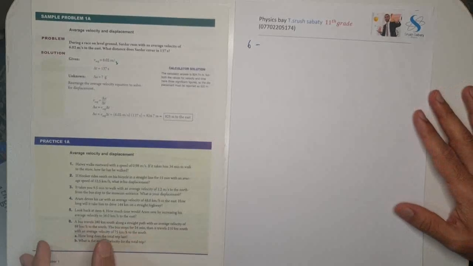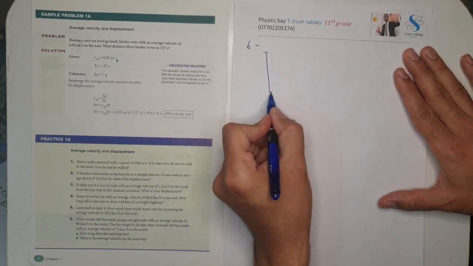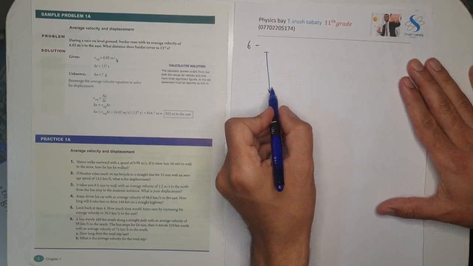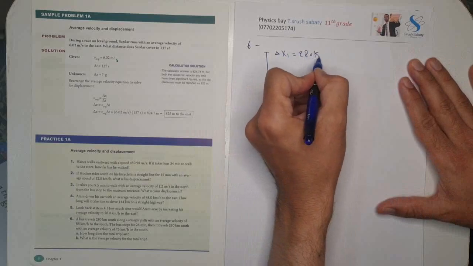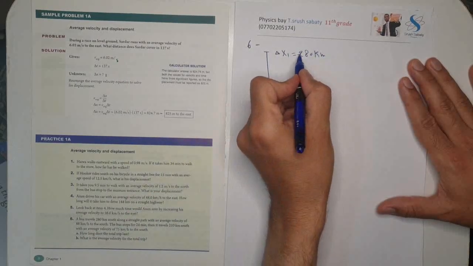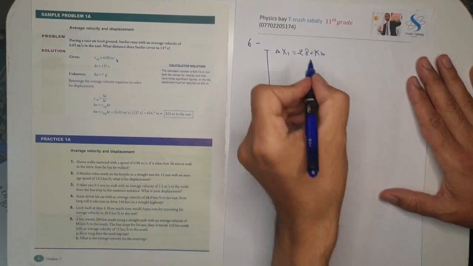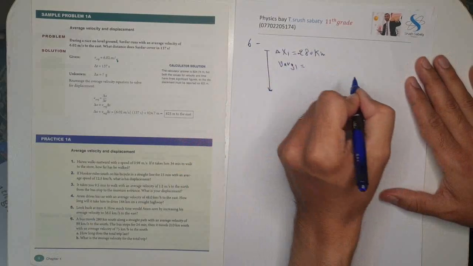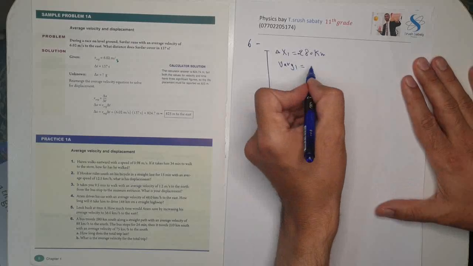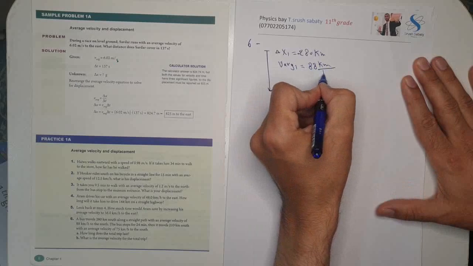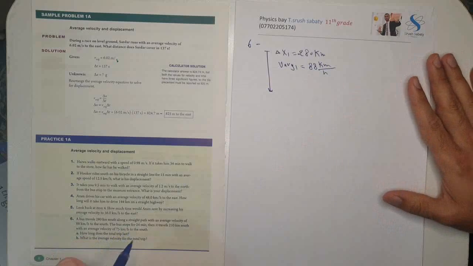280 kilometers south along a straight path with an average velocity. Delta x1 is equal to what? 280 kilometers, minus because it is toward the south, with an average velocity of v average 1 is equal to 88 kilometers per hour. Okay? So the bus stops for 24 minutes.